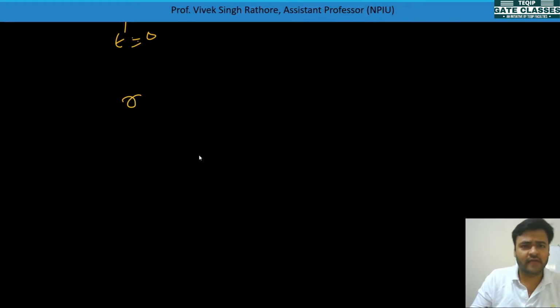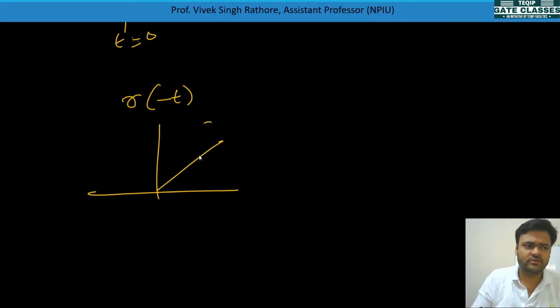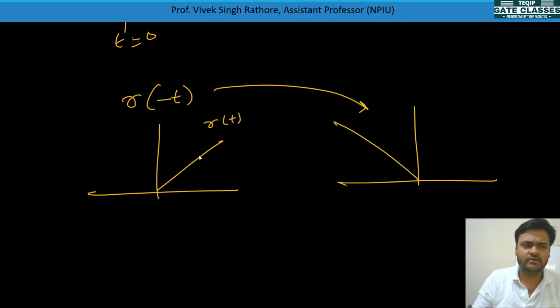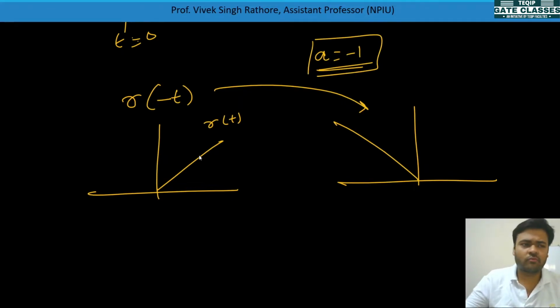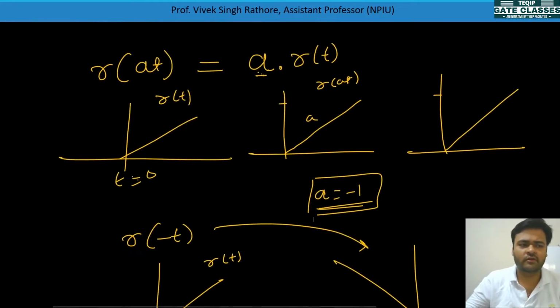Let's suppose time reversal of a ramp signal. So when we do r of minus t, what will happen? Actually your r(t) was like this, and now you are calculating for r of minus t, you will get r of minus t like this. This is actually a time reversal. So maybe you can say you have time scaled it with a is equal to -1. The formula which we have concluded here doesn't hold for negative values.